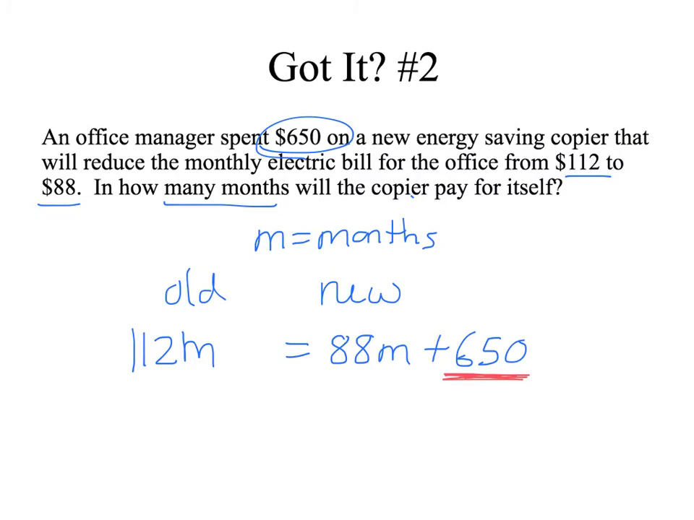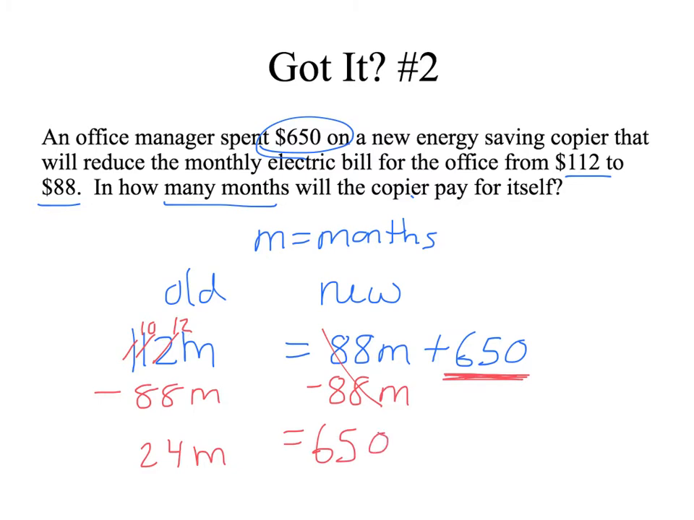So figure out how many months. So variables on both sides. Let's subtract 88M from both sides. Okay, so let's see. Make this a 12. Make this a 10. I'm going to have to borrow again. And I'm not using a calculator on these. You can use a calculator. So 24 months is going to equal 650.